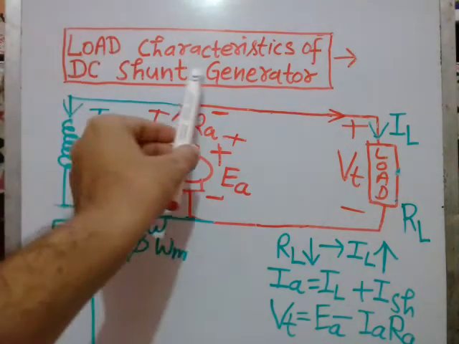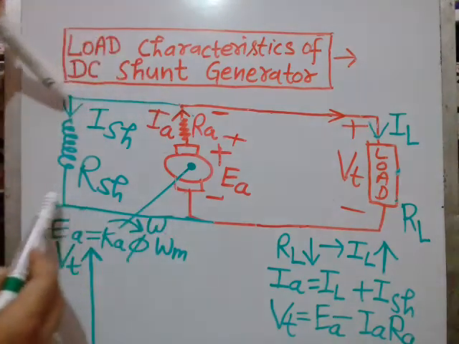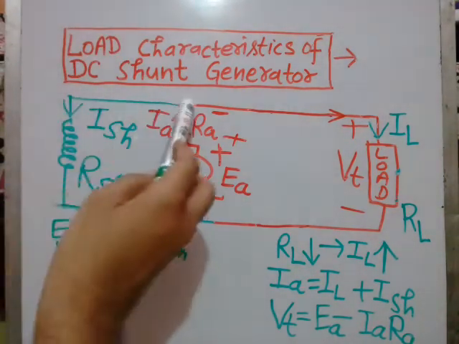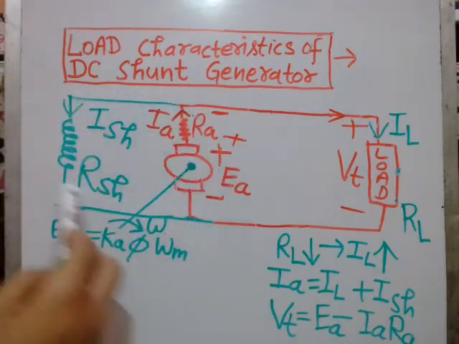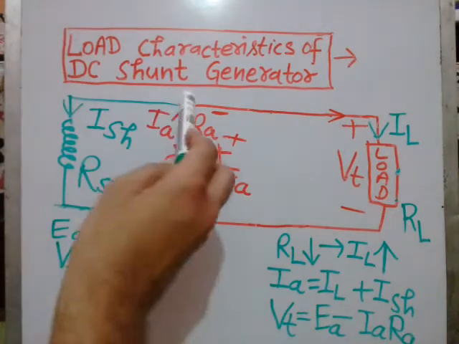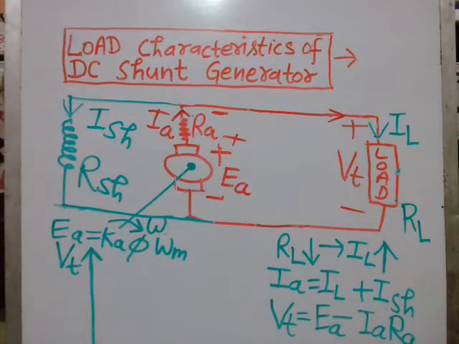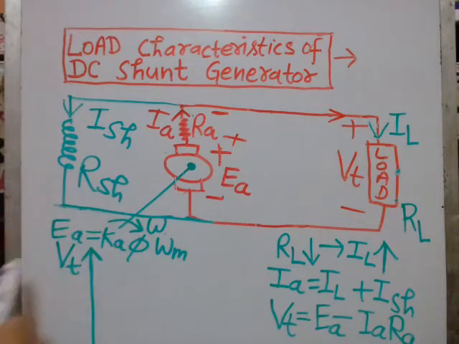So the word shunt means parallel. As you are watching here, this green one is a field winding. It is shunted across the armature circuit. See here, it is connected in parallel with this armature circuit. RSH is the field winding resistance, shunt field resistance, and ISH is the shunt field current.